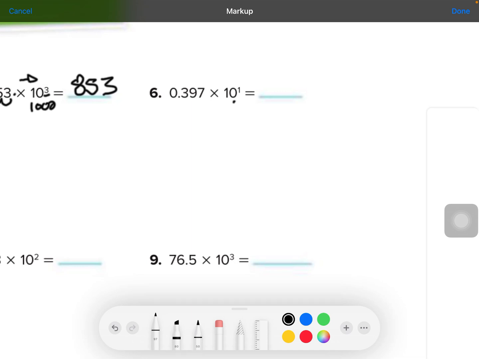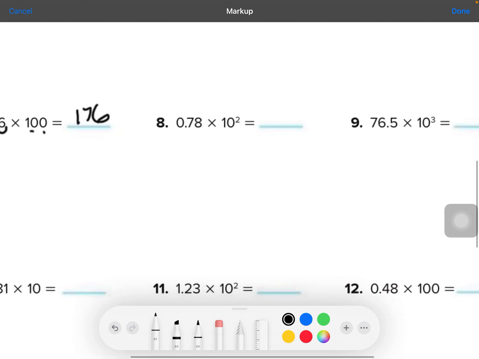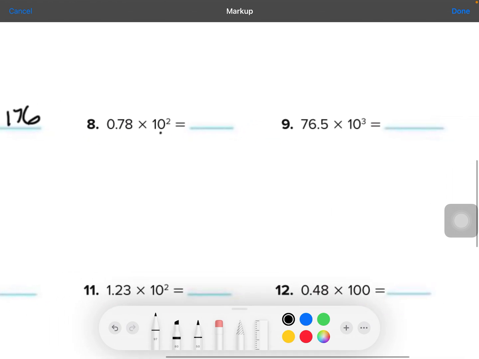Okay, number 6, there's only one power of 10 there, so we just move it 1 spot. So our answer is going to be 3.97. Number 7, we have 2 powers of 10 or 2 zeros. So 2 placeholders is where that decimal is going to go to the right. 1, 2. 176. Remember, multiplication means you go to the right.